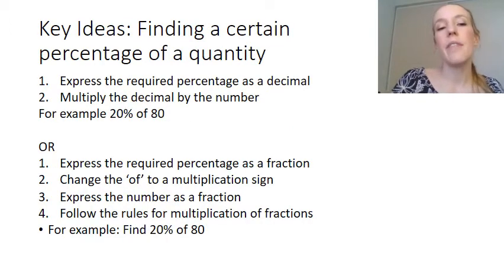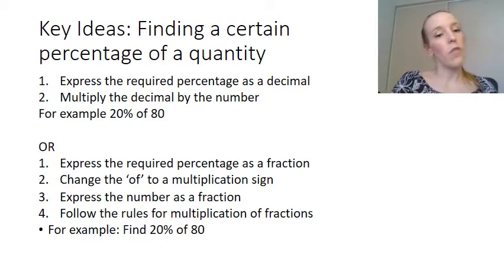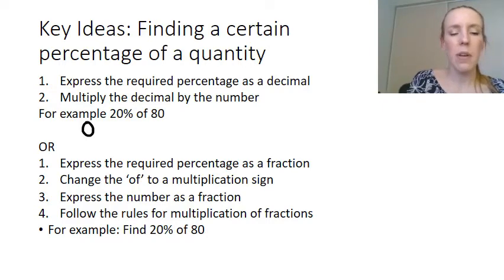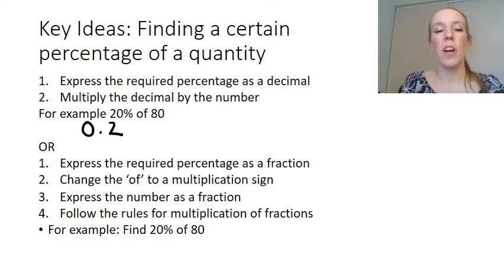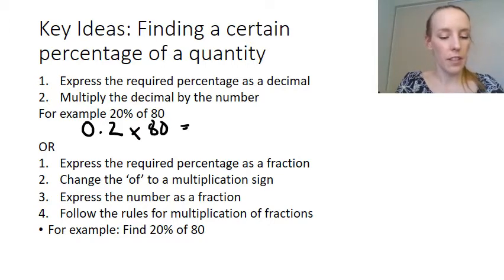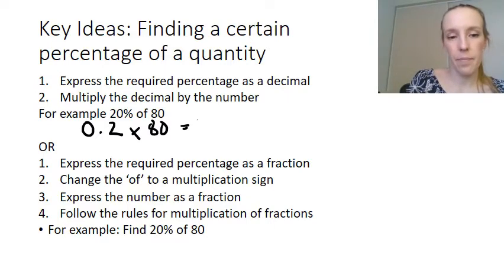Okay, so some key ideas: finding a certain percentage of a quantity. The first one is express the required percentage as a decimal and then multiply the decimal by the number. So for instance, if you have to find 20% of 80, the first thing you do is express the required percentage as a decimal. To turn 20% into a decimal, we divide by 100, so that will give us 0.2. We then multiply that by the number we're trying to find the percentage of. So 0.2 multiplied by 80 will give us an answer of 16.